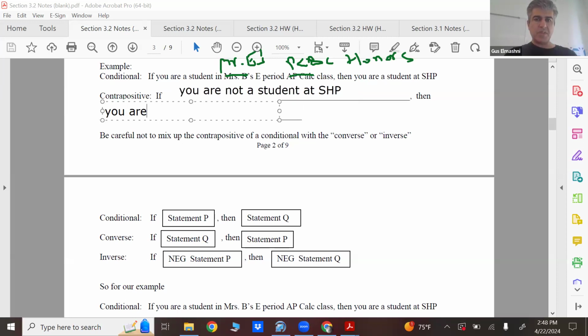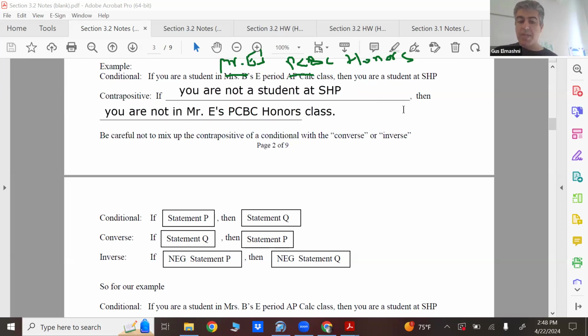If you're in my E period pre-cal BC honors class, then you're a student at SHP. That's true. So the contrapositive would be this. If you are not a student at SHP, then you are not in Mr. E's pre-cal BC honors class. And the converse is when you simply swap the two, and the inverse means negate. These are not necessarily true.